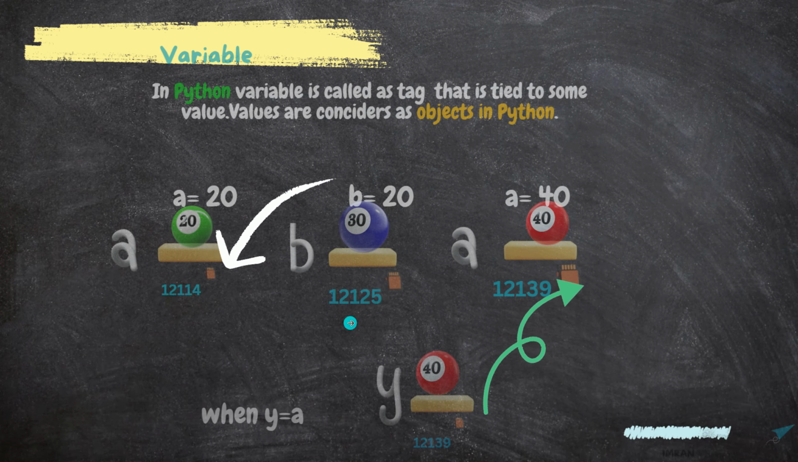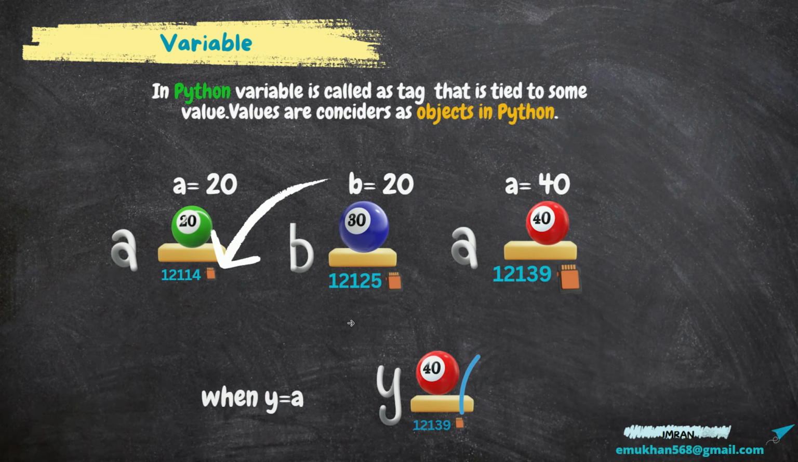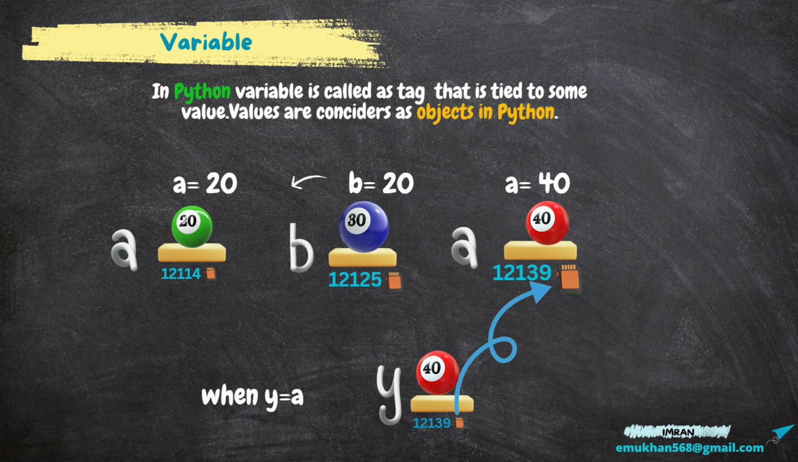So now let's come to the point. Let's come to the variable of Python. In Python, a variable is called a tag. Remember, tag. That is tied to some value. Values are considered as objects in Python. So here is the word tag.